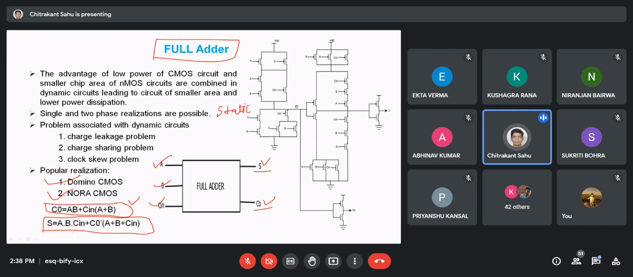Before that, we will focus on the sum, which is realized first. This is A, B, and the carry. So AB plus, and then we have the logic.